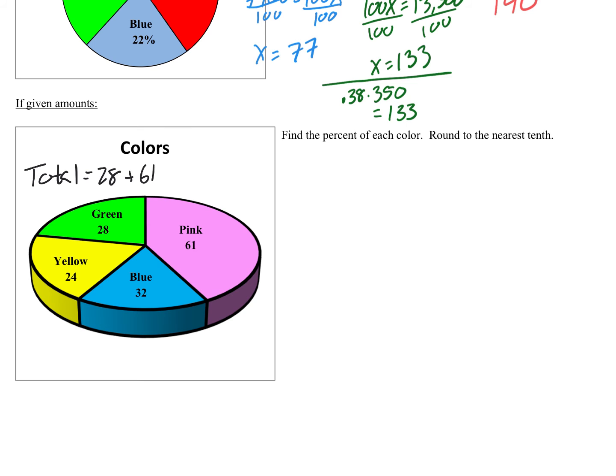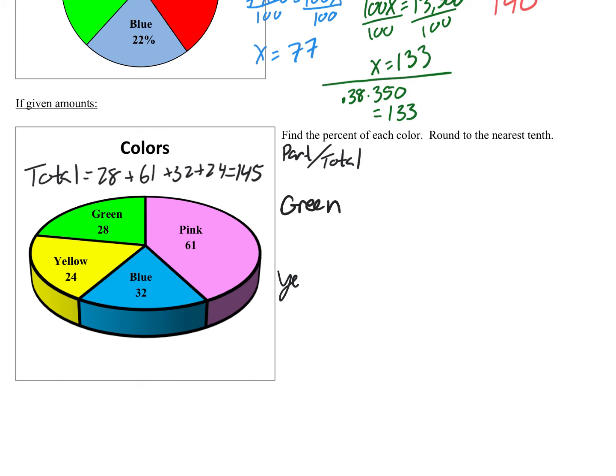So our green plus our pink plus our blue plus our yellow, find out how many total items of color that we have here. And so when we do this, we get that we have 145 total items of color. So percent is our part out of our total. So we simply want to calculate that for each individual color and then convert into a percentage. So we'll start by finding the percentage of green.